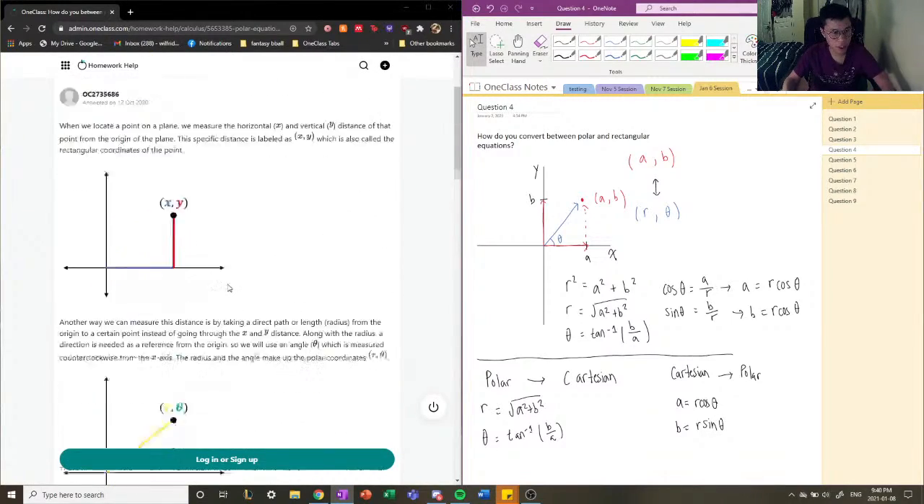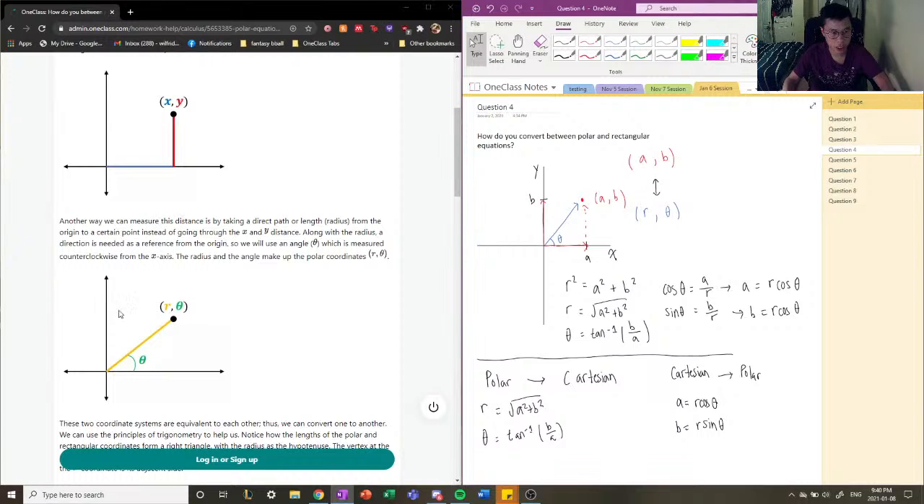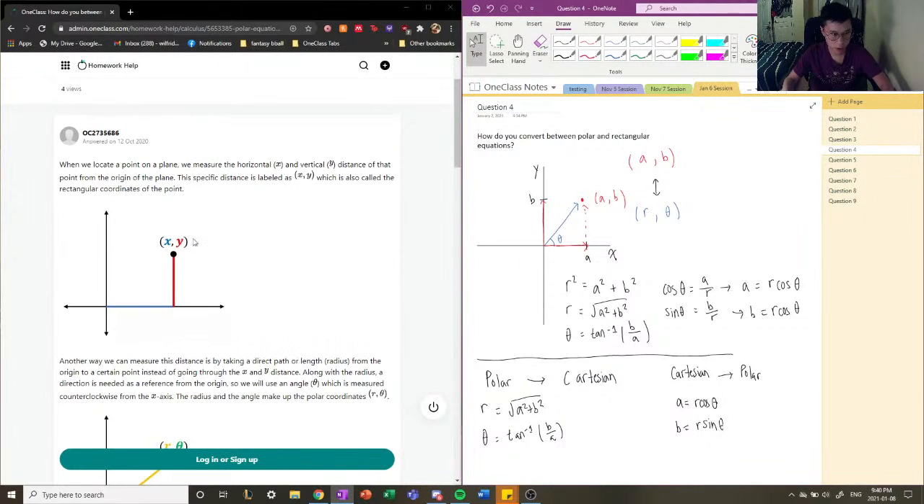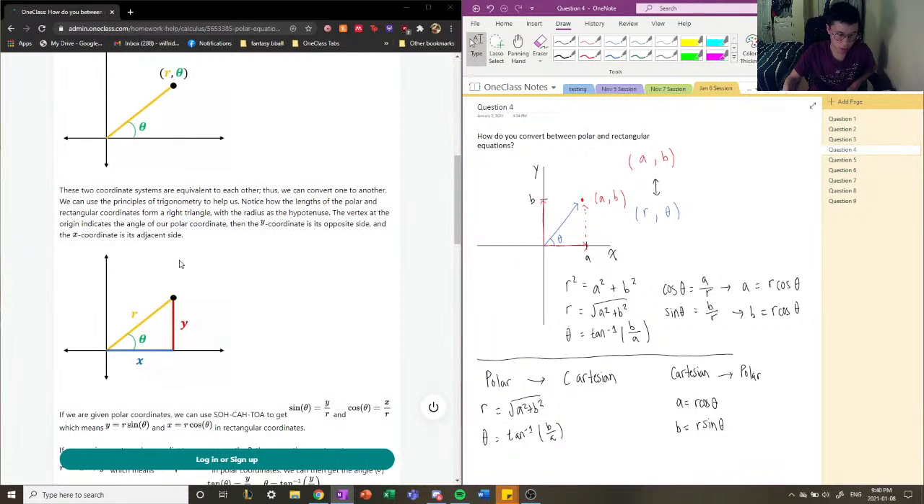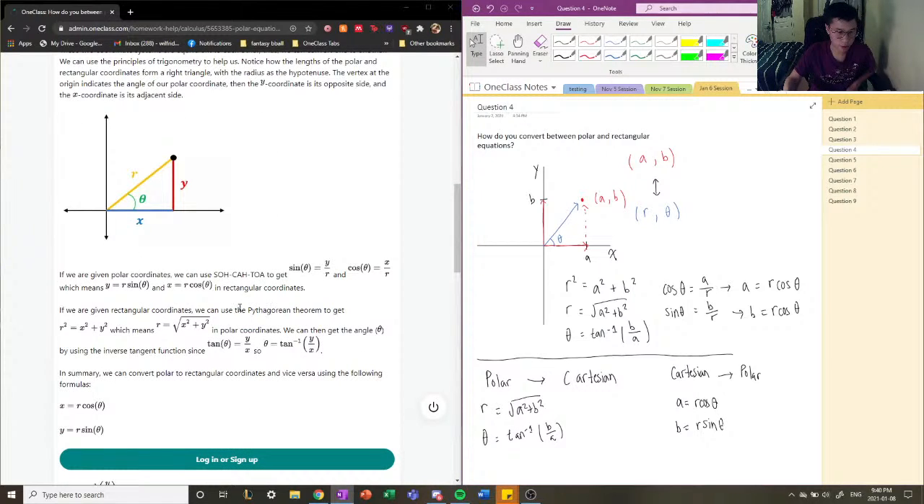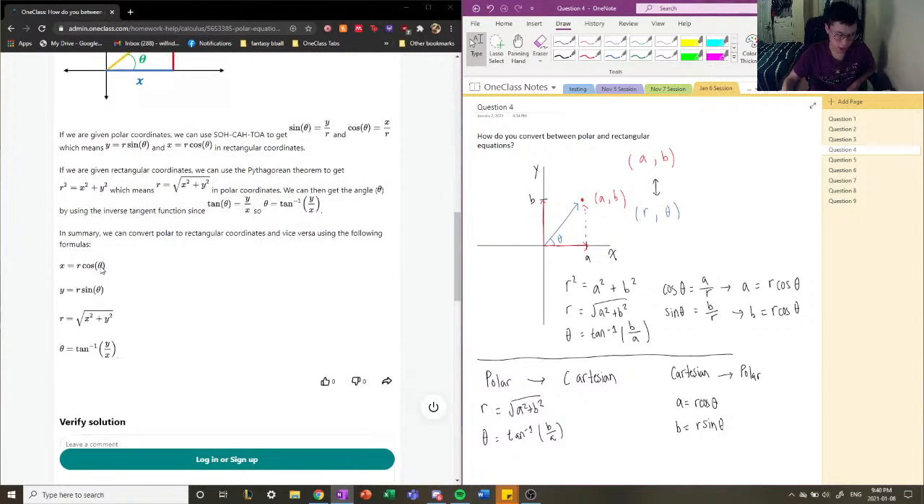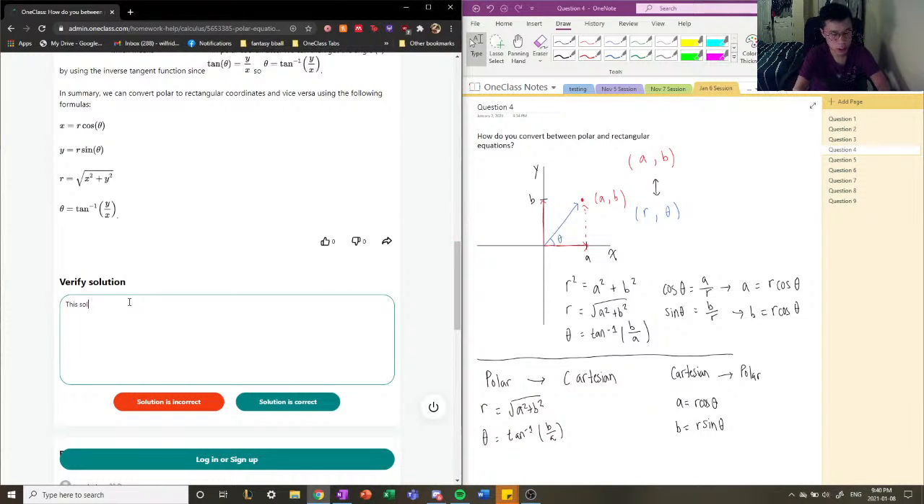So the junior tutor provided the same solution, and they actually did a great job in explaining everything. They explained how the Cartesian points work and how the rectangular coordinates work. They also describe how the polar coordinates work and how they relate to each other. And then they used the principles of the Pythagorean theorem and the cosine, sine, and tan functions to find the formulas to convert from polar to Cartesian, and Cartesian to polar. So this solution is correct. Nice job. Okay, let's move on to question number 5.